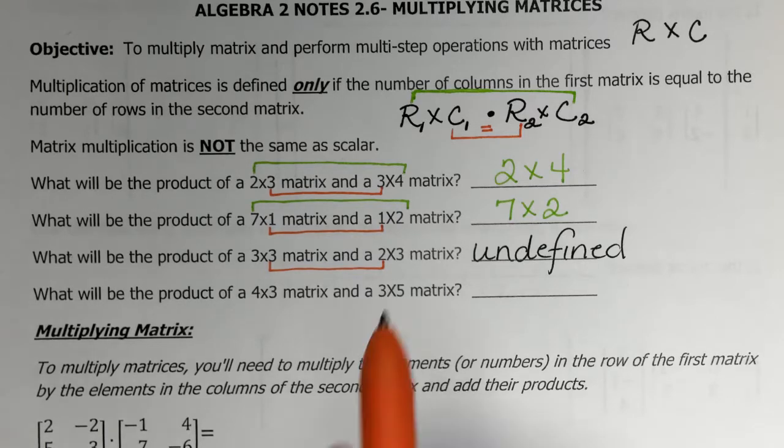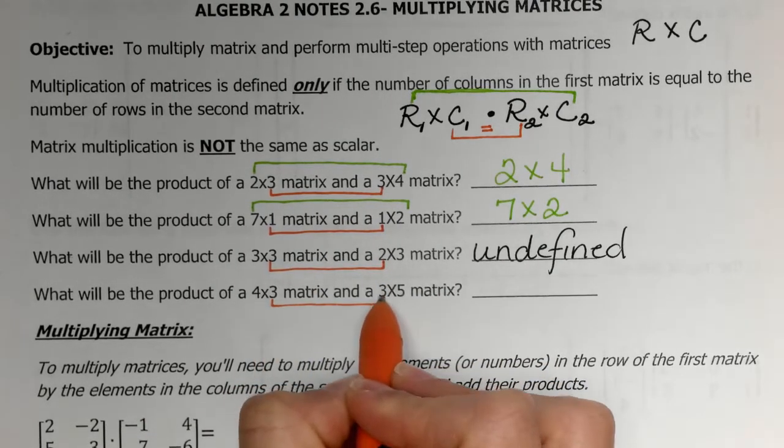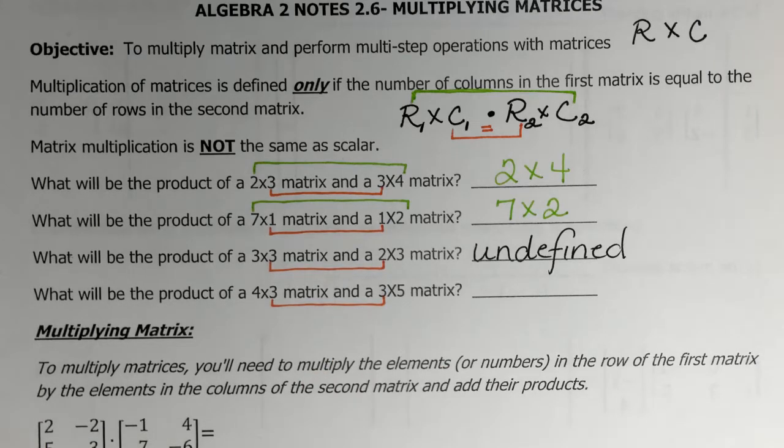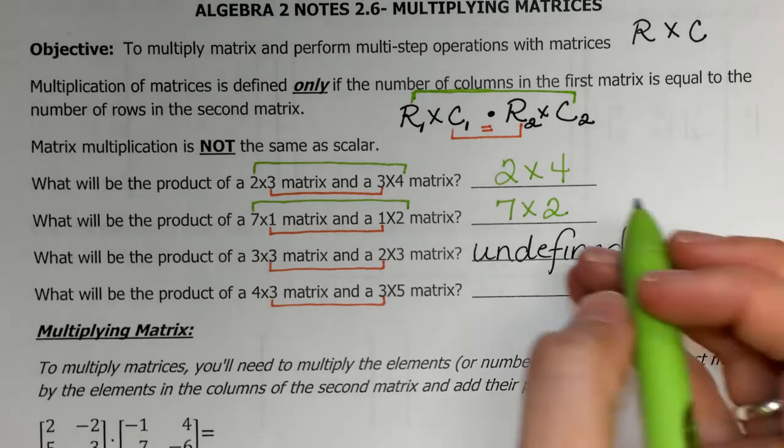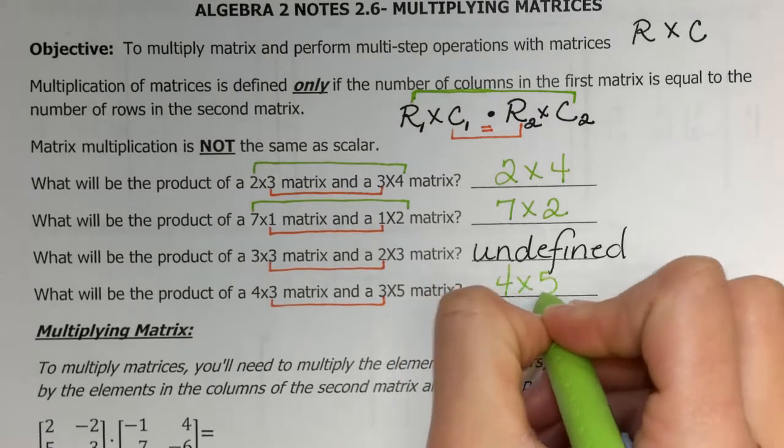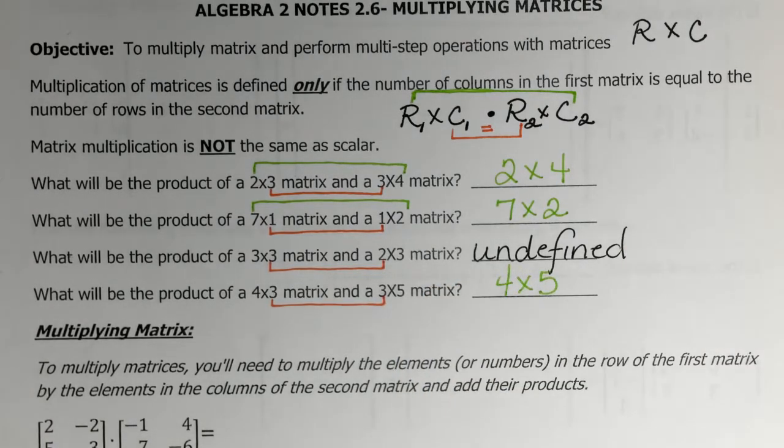Now if I have a 4 by 3 and a 3 by 5, can I multiply that? What's going to be the product matrix? 4 by 5. Okay, are y'all good with that? Okay, so identifying that and knowing if you can multiply it is your first key thing.